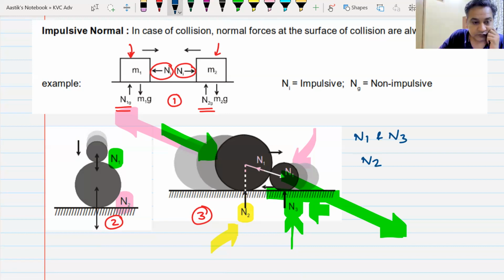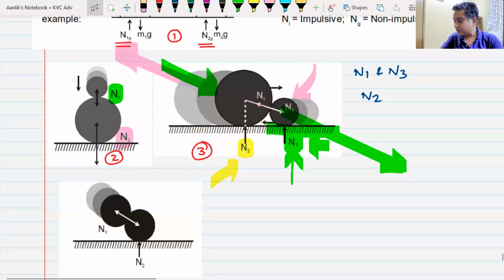Yes, sir. This is how you can find out which normal reaction is impulsive and which normal reaction is non-impulsive in nature. One more example here. Example number 4. What happens in example number 4? Which reaction is impulsive and which reaction is non-impulsive?